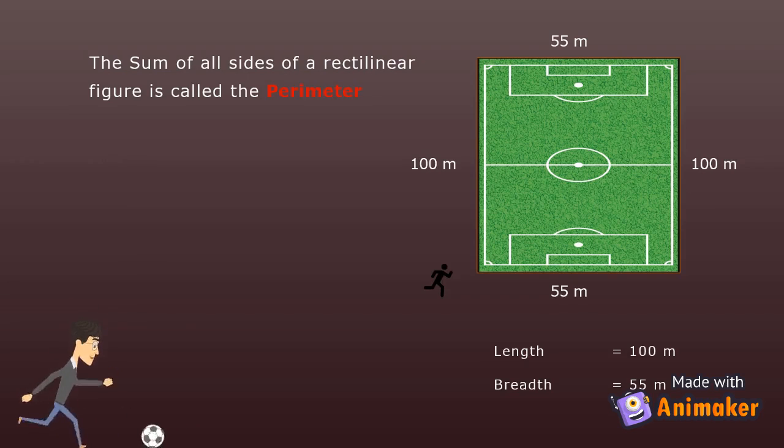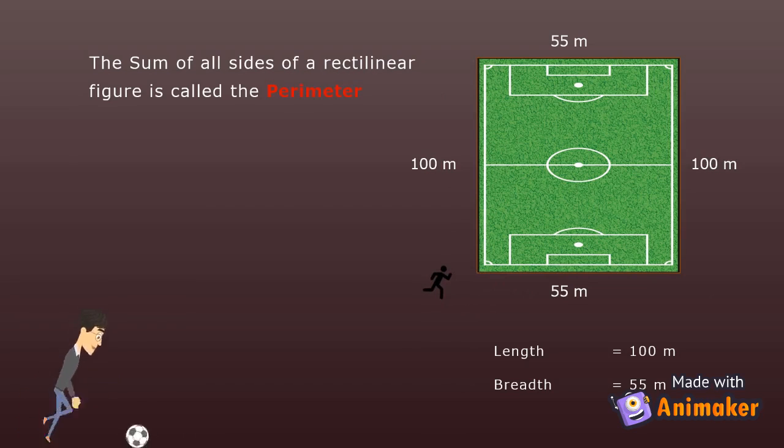Now we have our friend Rohan. Now Rohan decides to run around the football field. So he starts running. He is covering the length, that is 100 meters. Keep going, Rohan. Now he's covering the breadth. He has covered 55 meters, another 100 meters for the length, and he has come back to the starting point by covering another 55 meters.